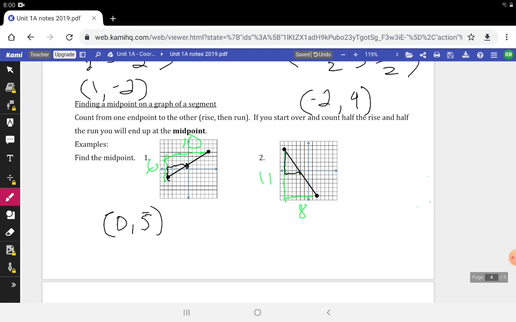All right, and then remember that we do x comma y. So to get to this point from the origin, we go left 2, so -2, and then down 1/2.